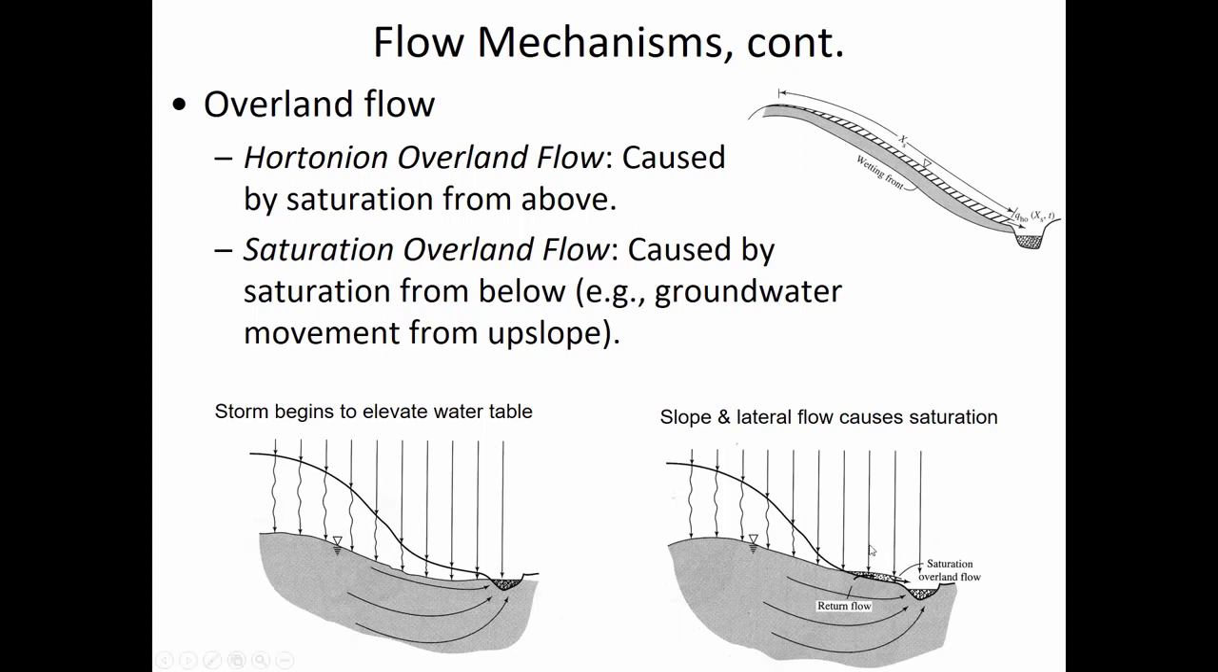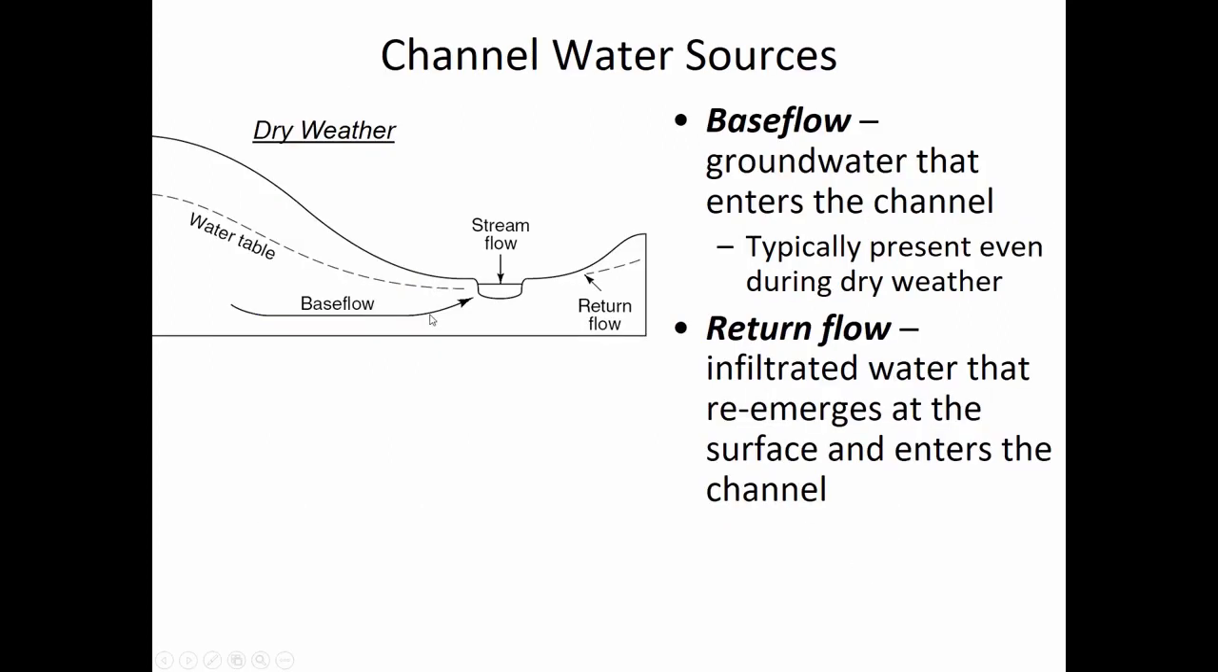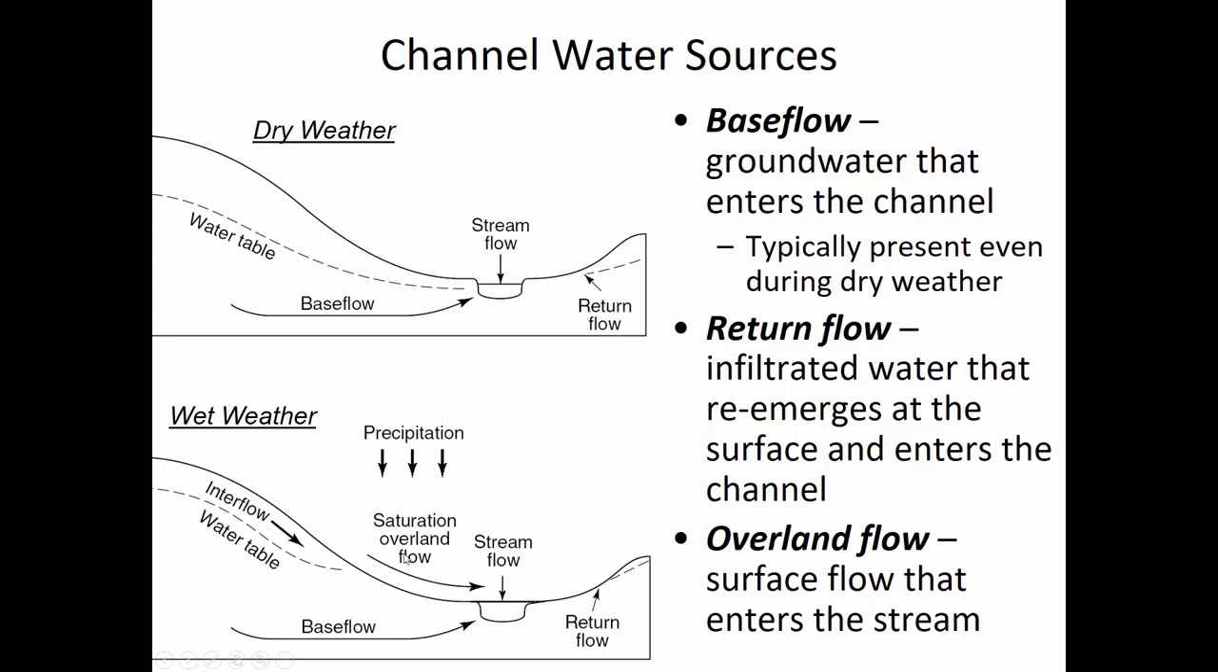Now you'll also notice that some of the seepage exits at the surface rather than exiting into the stream directly. So before the water table raised, none of it was coming out at the surface, but now it is exiting at the surface. Base flow is the water that's in a channel even during dry weather. So it's groundwater that's contributing to the flow in the channel. Return flow is the infiltrated water that reemerges at the surface. And then during wet weather, this is another way of seeing the saturation overland flow and the increase in the base flow because the water table is higher.